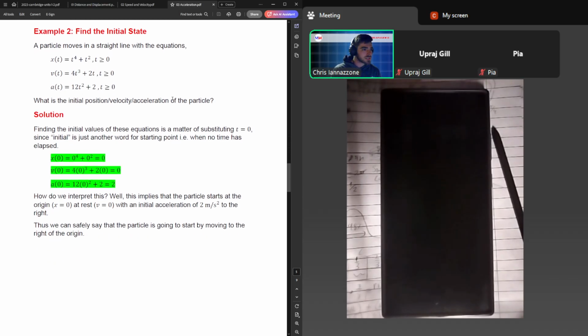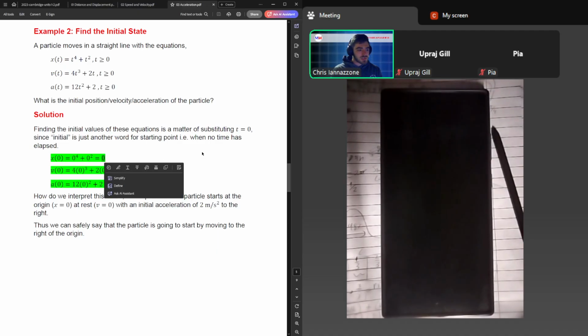Okay, next up. So one of the things they'll do after that, once you have those, is to essentially ask you to find the initial state of the scenario. So what is the initial position, velocity, and acceleration? If you remember from earlier, initial just means t equals 0. So you're just plugging in t equals 0 into all these spots and then interpreting from there.